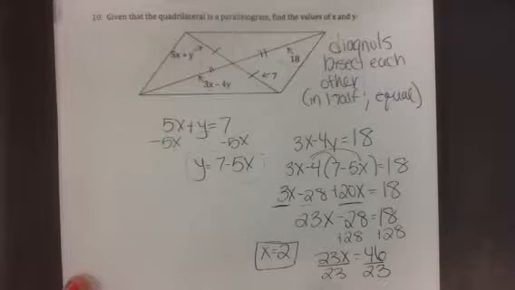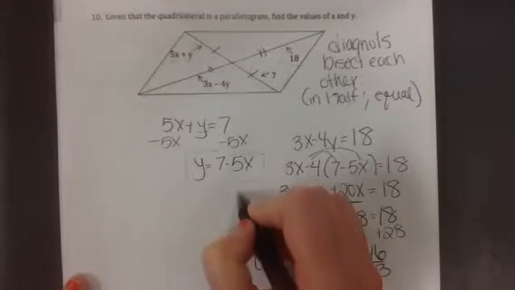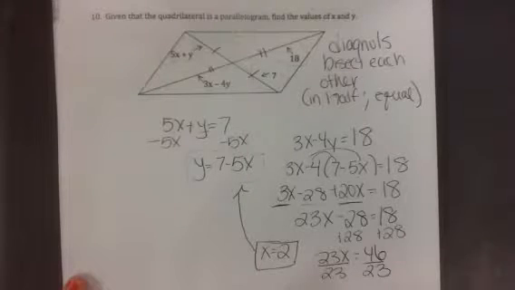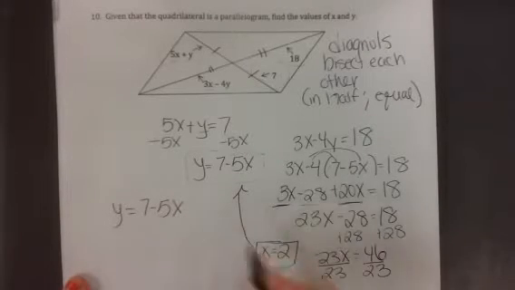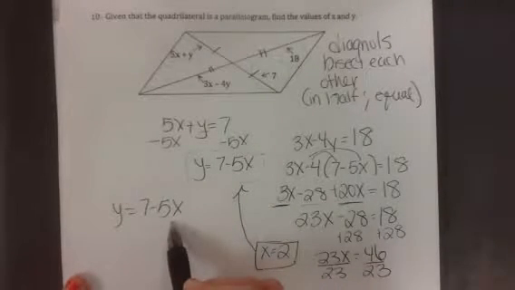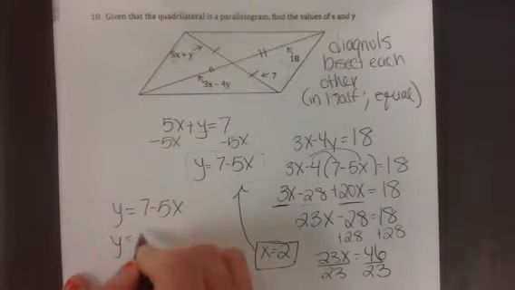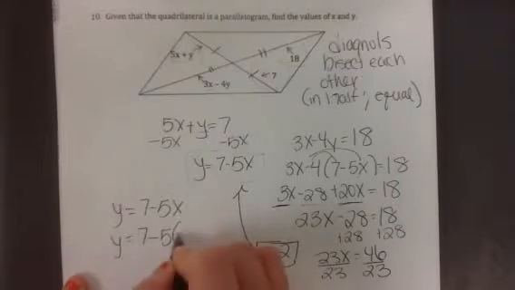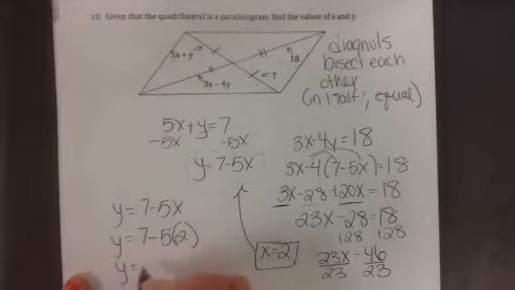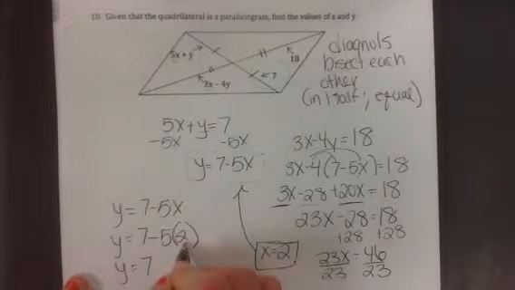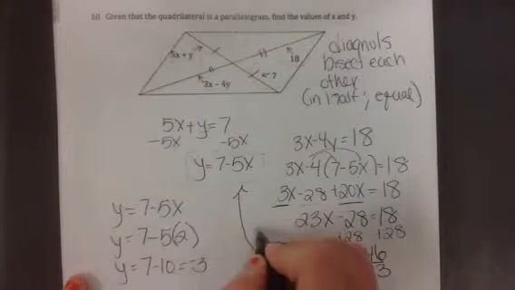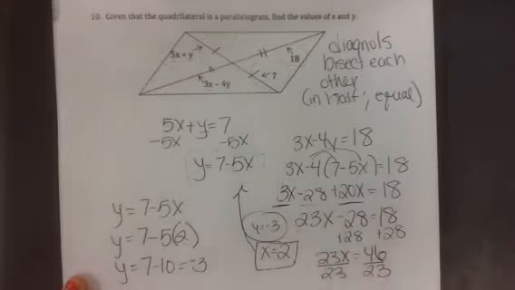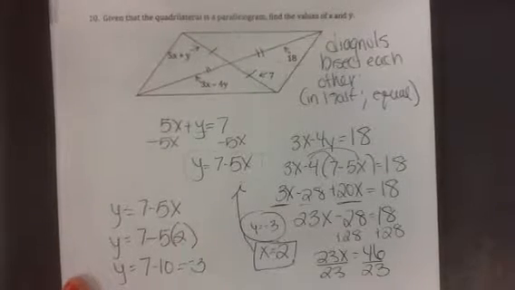Alright. And with that being said, we can easily solve for y by using this here. We have y is equal to 7 minus 5x. Let's just insert our x value into this equation and we'll solve for y. So y is equal to 7 minus 5 times 2. Negative 5 times 2 is a negative 10. This gives us a negative 3. So we have y is equal to negative 3.